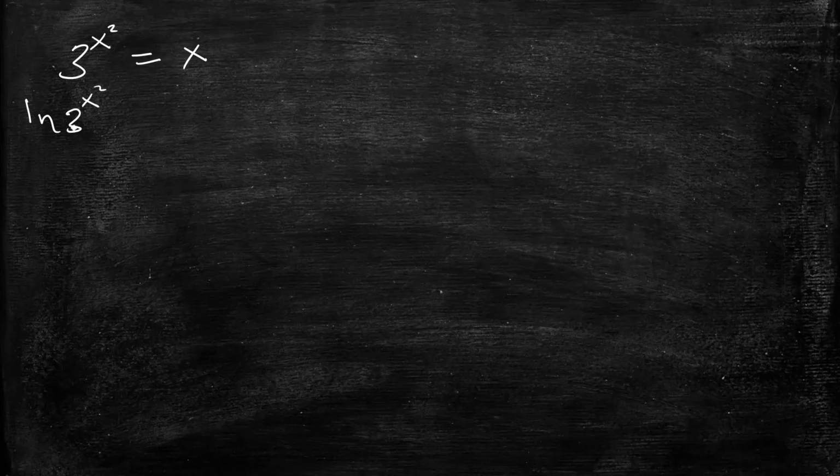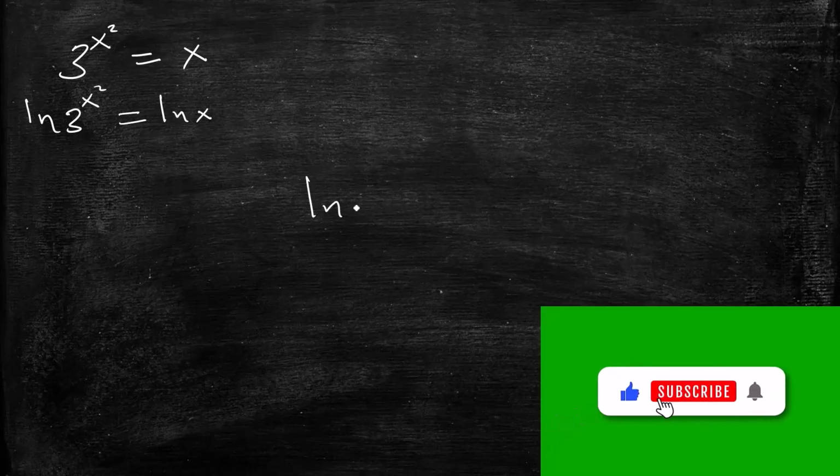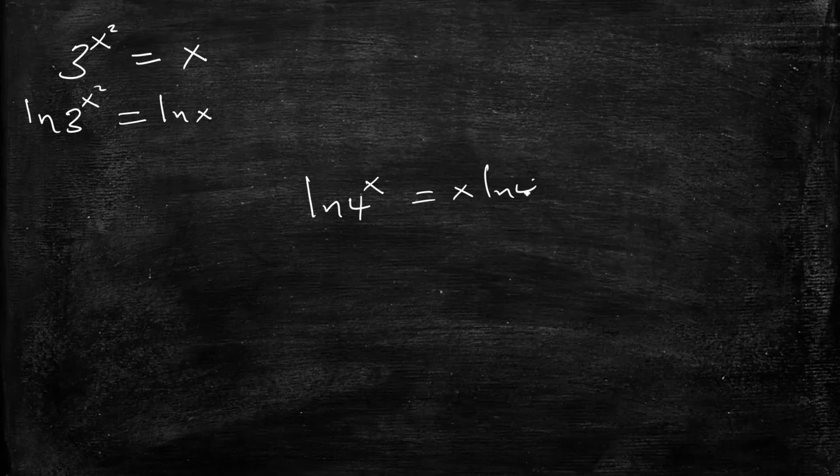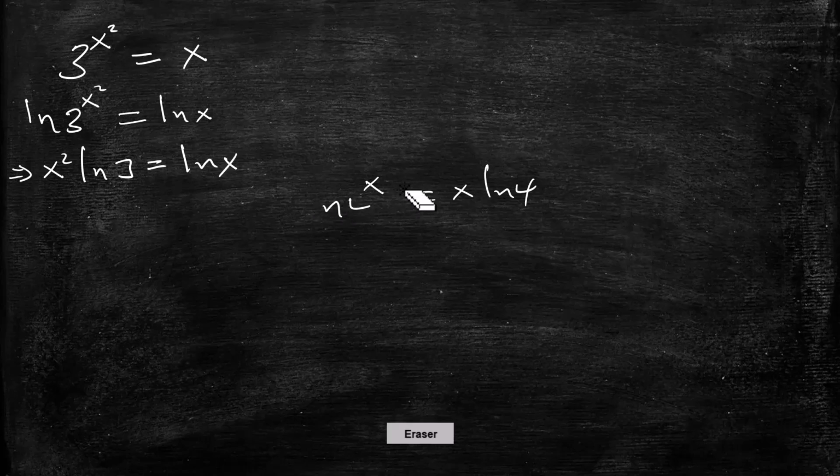3 to the power of x squared equals natural log of x. In case we're given natural log of, let's say, 4 to the power of x, that is the same as x natural log of 4. So the x squared will come down: x squared natural log of 3 equals natural log of x.